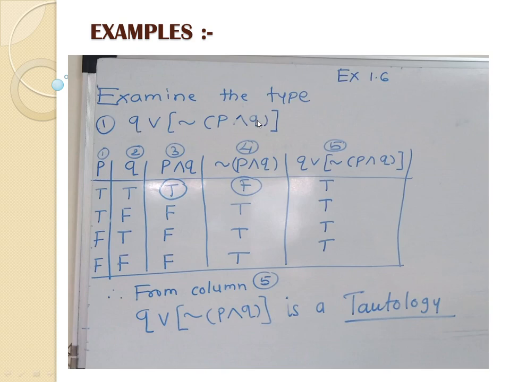Next example: examine the type of statement pattern. Suppose this is the statement pattern given. Again write the values of P and Q. First find the bracket value P conjunction Q, then their negation and lastly the whole statement pattern. Here we observe that in column number 5 all the values are true, so it is an example of tautology. In the same way, if all the values are false, then it is a contradiction, and if there is a combination of true and false, then it is a contingency.